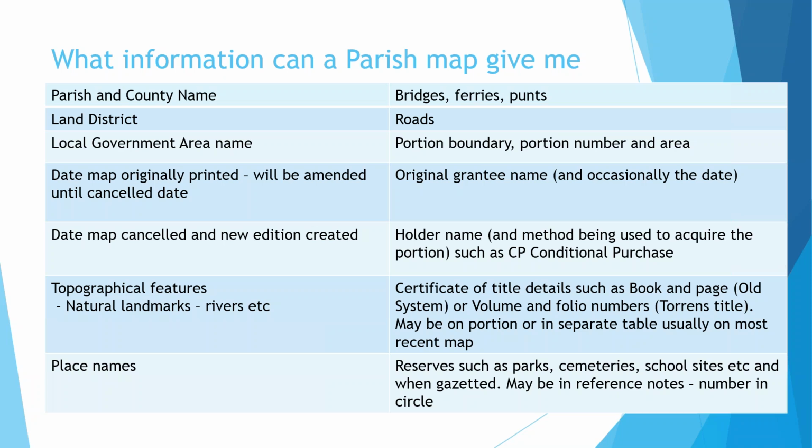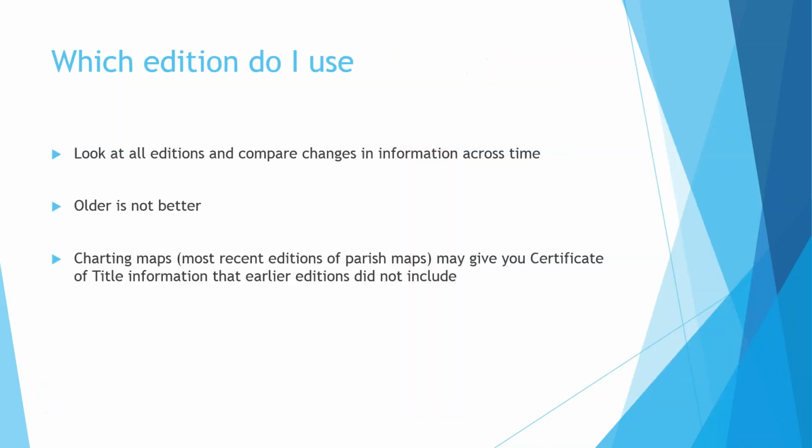You also get the certificate of title details, and these will show up with words such as book and page, which indicates that it's old system, or volume and folio, which indicates that it's Torrens title. Now these may be on within the portion, they could be in a separate table, and they usually show on the most recent editions of the maps. The parish map will also show you reserves such as parks, cemeteries, school sites, and when gazetted. And these may show up in the reference notes, which are the numbers in circles.